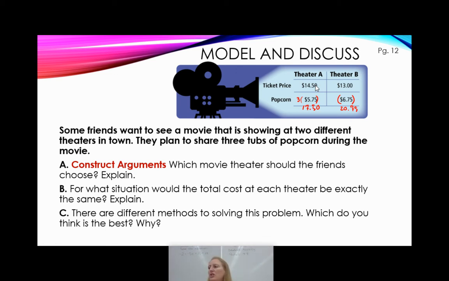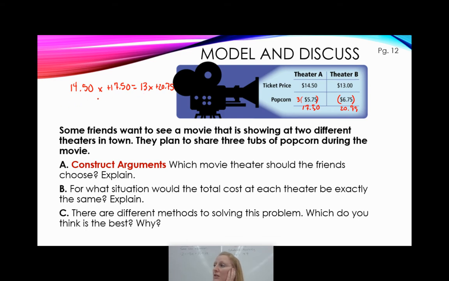So for what situation would the total cost at each theater be exactly the same? Well, how many people, and I'm going to just say people is x. So 14.50 times x plus the popcorn of 17.25. When would that equal theater B, which would be $13 per person, so 13x, plus my $20.25 in popcorn. And if we solved this, we could figure that out, right?